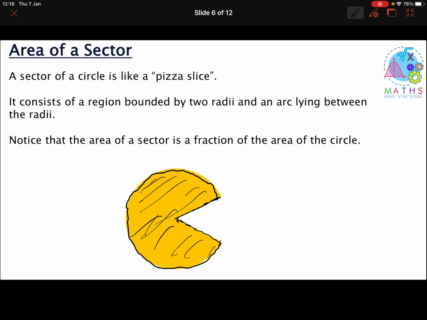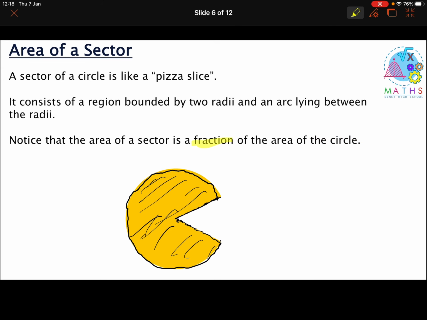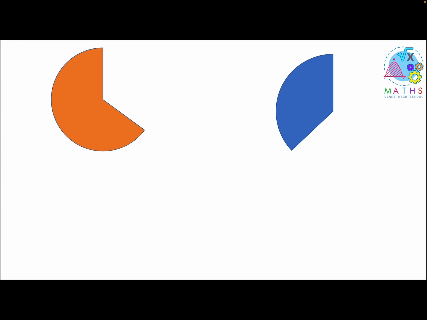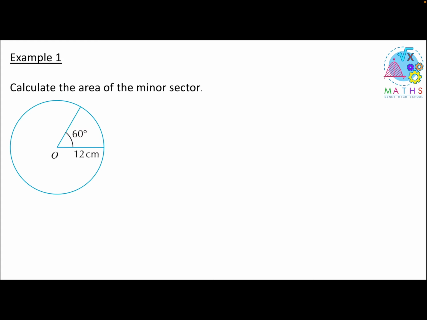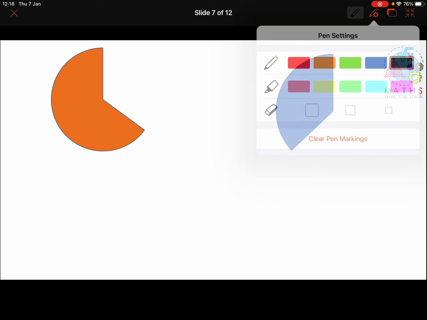Now, the key thing is that you realise one bit here, okay? The bit I want you to realise is it is just a fraction of the area of a full circle. So if we know how to find the area of a circle, and we know that this is just a fraction of the circle, then hopefully everything should be fine. So let's have a wee look at a question putting that into practice. Well, actually, I'm telling a wee fib. Before we put that into practice, let's have a look at the two different types of sectors that we need to know, okay?